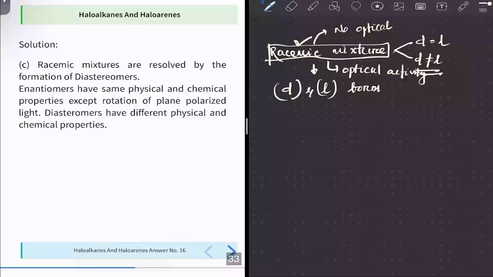What is the difference between enantiomers and diastereomers? Enantiomers have the same physical and chemical properties. But diastereomers have different physical and chemical properties.